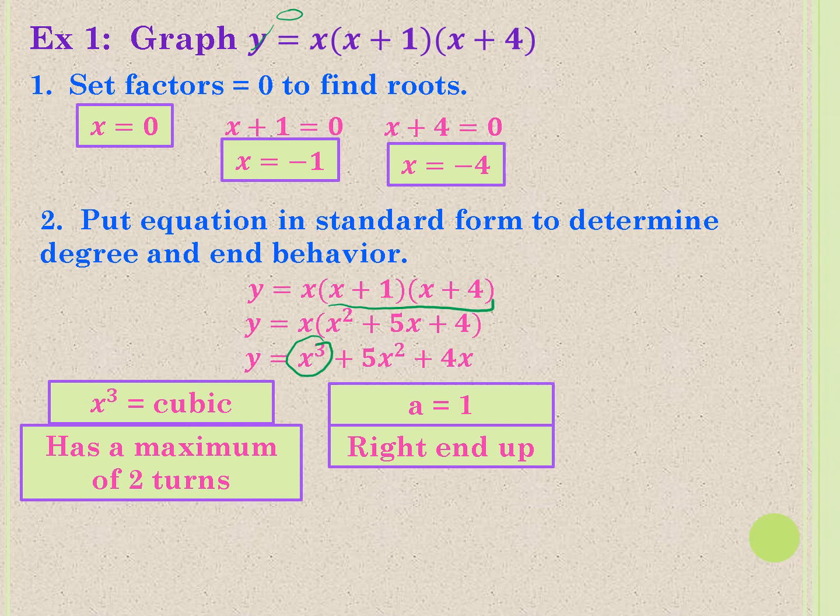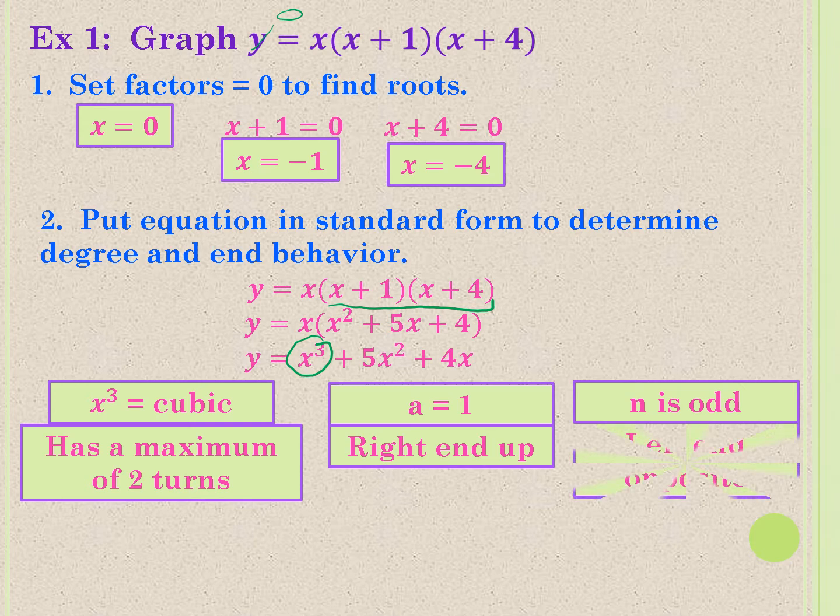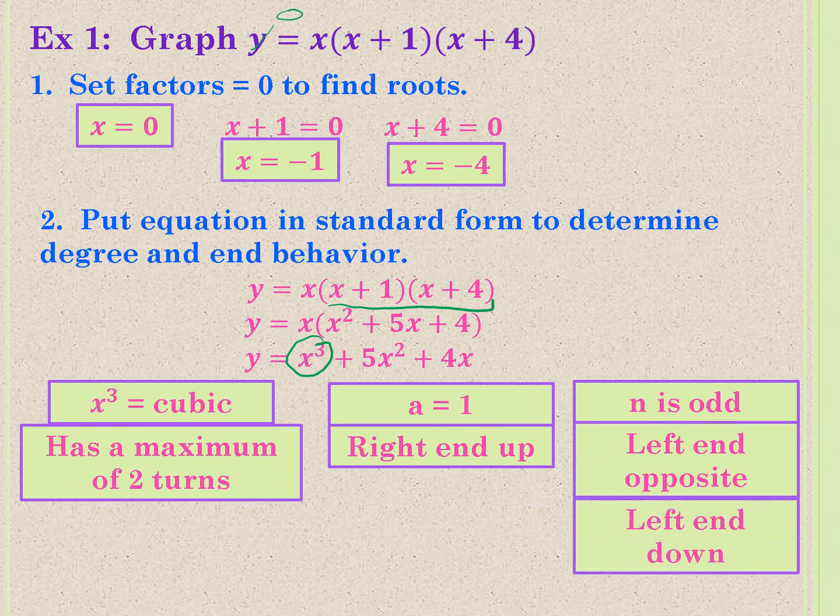Let's talk about left end behavior. Well, n is odd. A cubic of 3, that's an odd number. So odd, opposite, odd, opposite. So if right end is up, that means left end is opposite, which means left end goes down. Okay, so we know what's happening on the right side of the graph. We know what's happening on the left side of the graph.